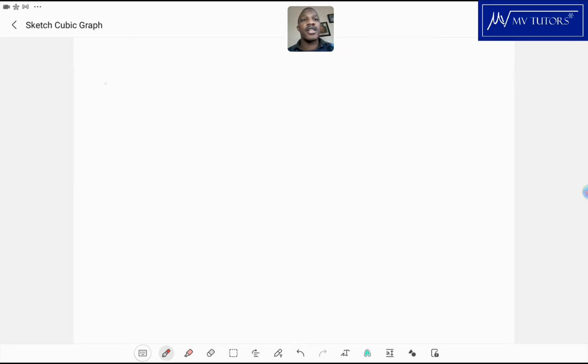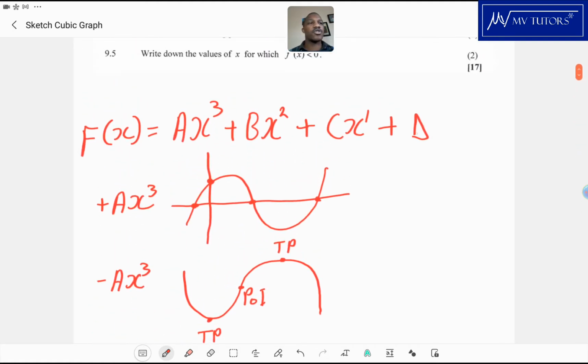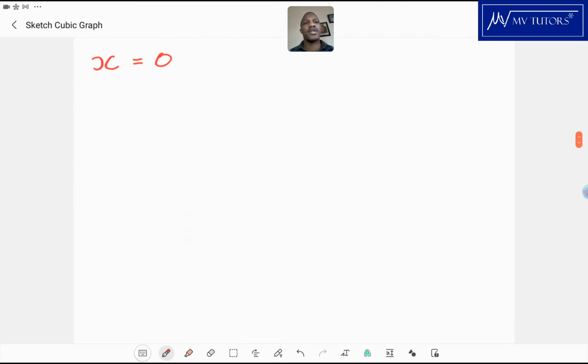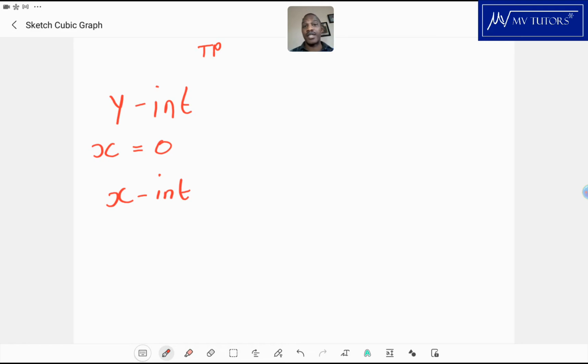The first one is the y-intercept. Okay, now to get the y-intercept, basically you just say x equals 0, and then you solve for the y-intercept. Most of the time, or all the time, it's just going to be your d. That's going to be your y-intercept. And then to get your x-intercepts, that's where it gets a bit dicey.